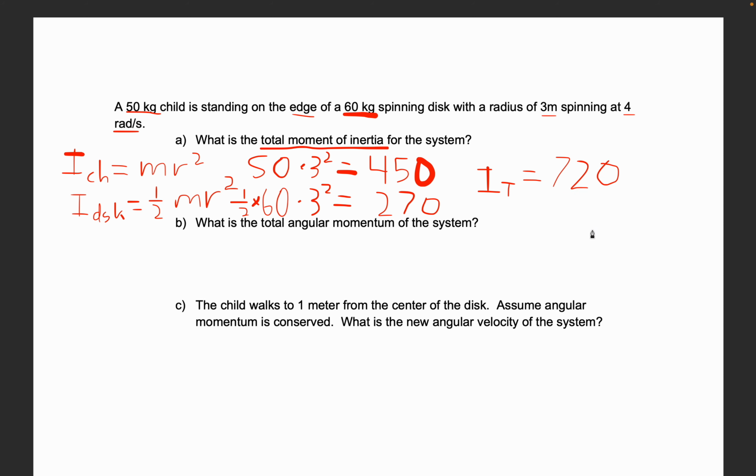What is the total angular momentum of the system? Well, angular momentum is, of course, L equals our moment of inertia times our angular velocity. So in this case, it is going to be 720 times 4 radians per second from up here. And that's going to get us 2,880.